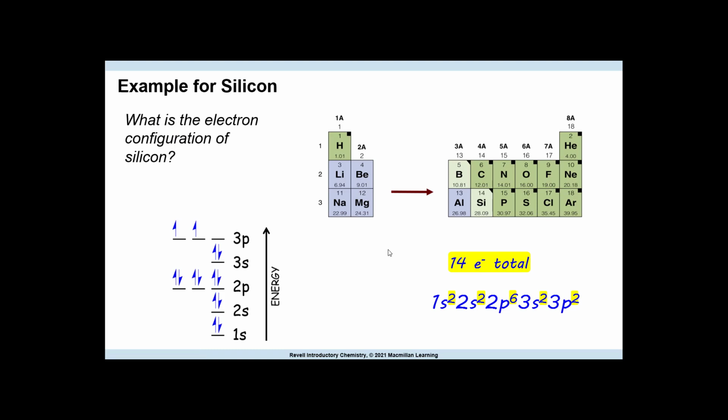Okay, so let's do some examples. What is the electron configuration for silicon? Let's make sure you understand the terminology here, because the terminology is where some of the problems are. Electron configuration is this. This is a diagram, or orbital diagram. So you need to know what's being asked of you.